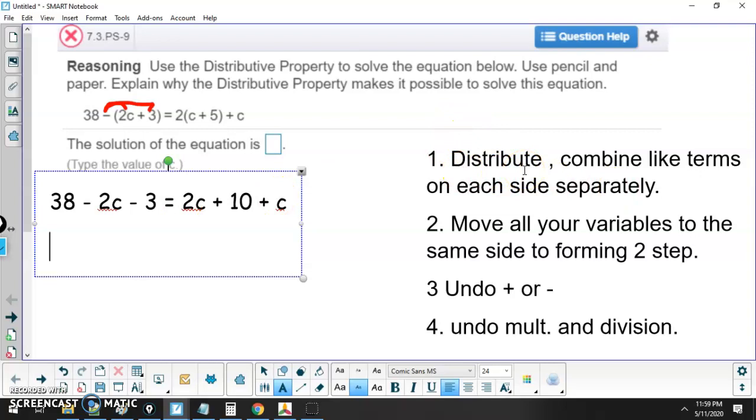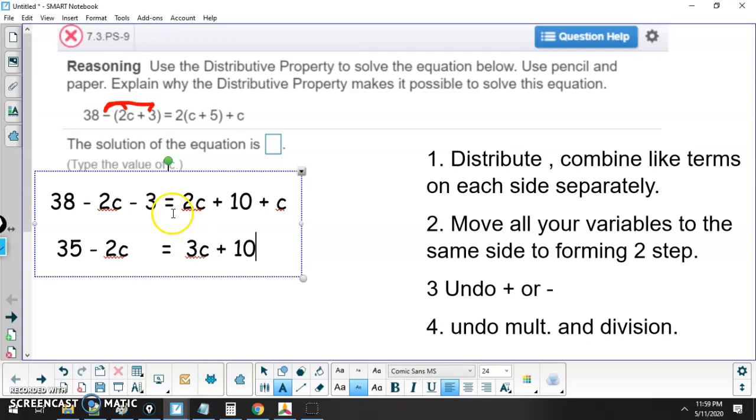Okay, we got to combine like terms on each side separately first. So you can see that you have two numbers here that you can combine. Just combine those two constants. 38 minus 3 is 35, minus 2c. And then over here, you can combine 2c and c. 2c plus c is 3c plus 10.